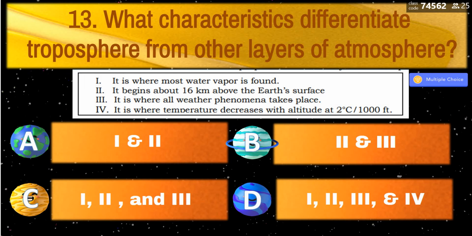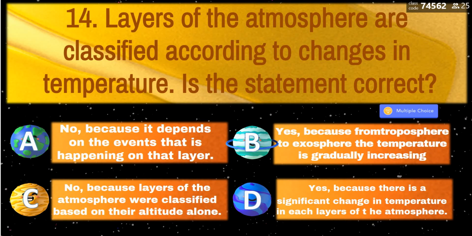Very good. All of the above. 1, 2, 3, and 4. Letter D. Let's have number 14. Layers of the atmosphere are classified according to changes in temperature. Is the statement correct?